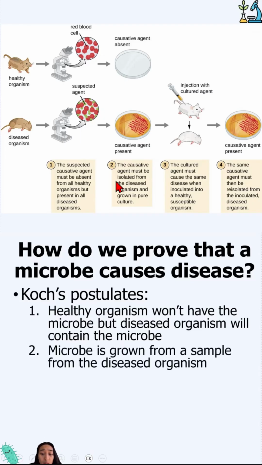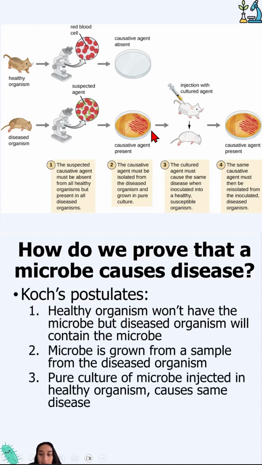Now, the second requirement is that we should be able to grow that microbe in the lab from a sample, and we should be able to isolate it. And then that isolated bacteria, we should be able to inject into another mouse. So here's a different mouse that's healthy. And that mouse should acquire the same symptoms as the first mouse. So whatever kind of disease, whether it's a fever, coughing, or whatever, that mouse should have the same illness.